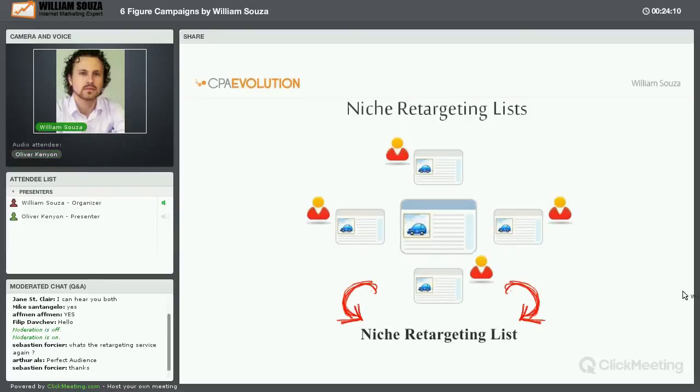So basically what I do is, let's say that I'm going to work with gaming campaigns, gaming offers, because this was the example there. So what I do is I register a domain, I put a website there. It can be a WordPress site or any type of website.